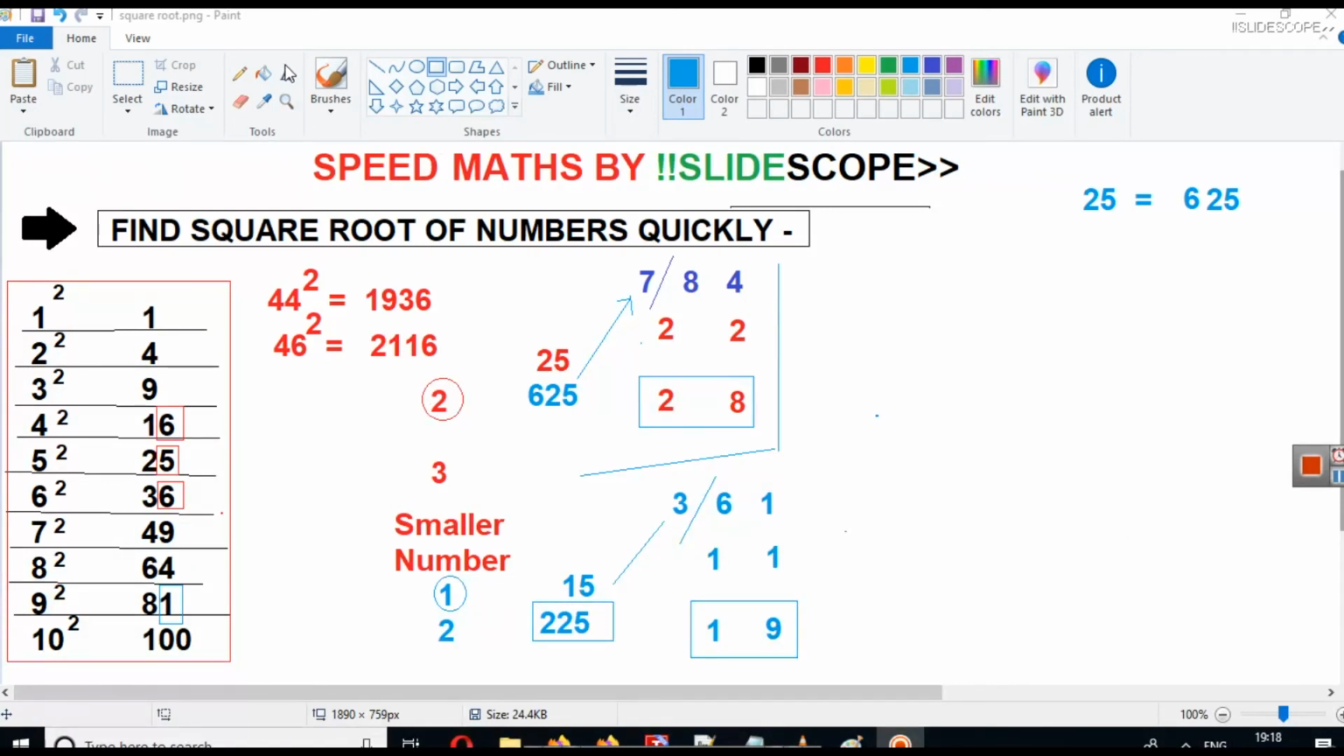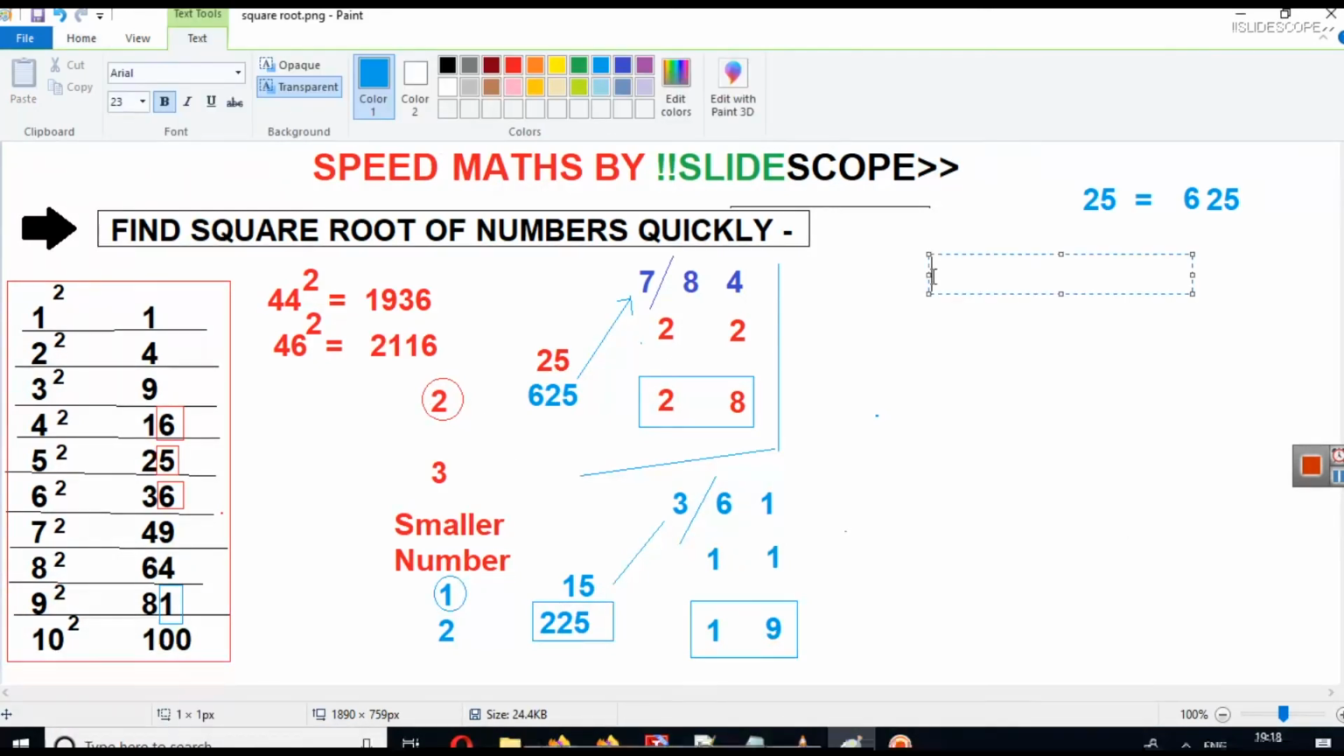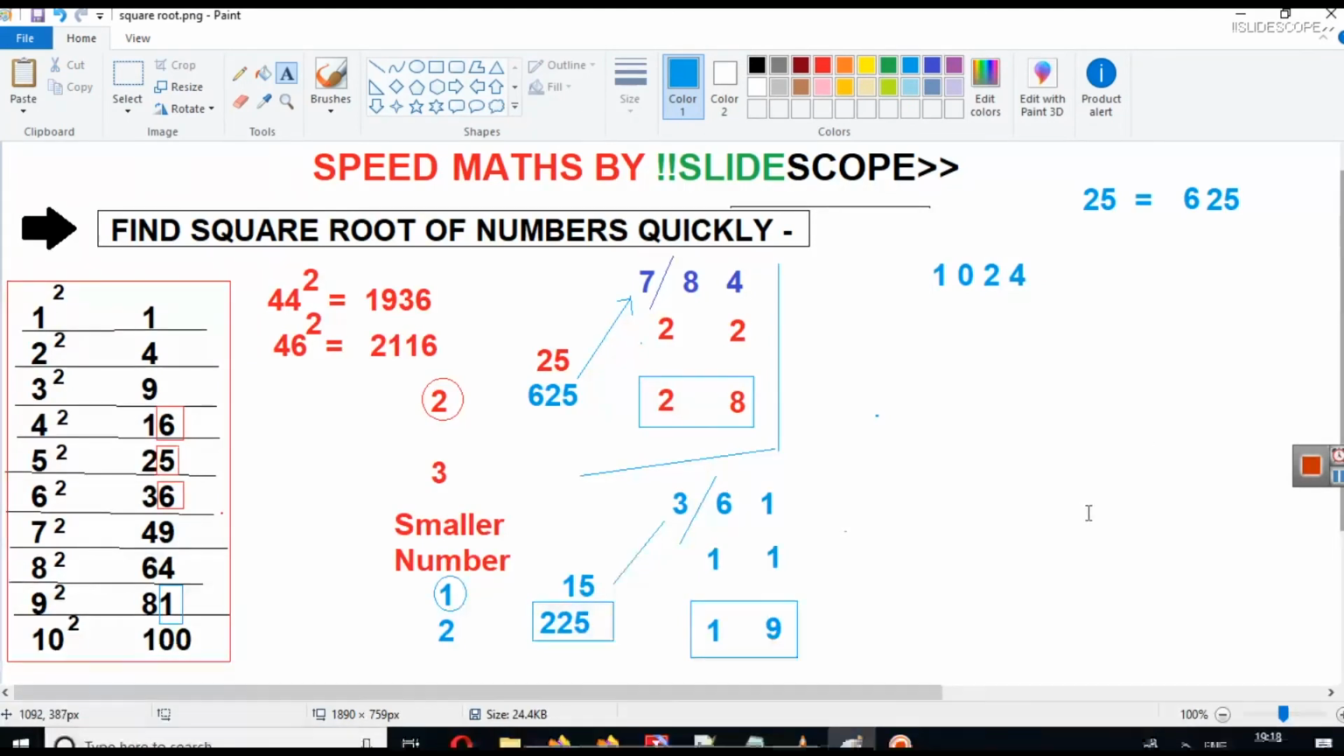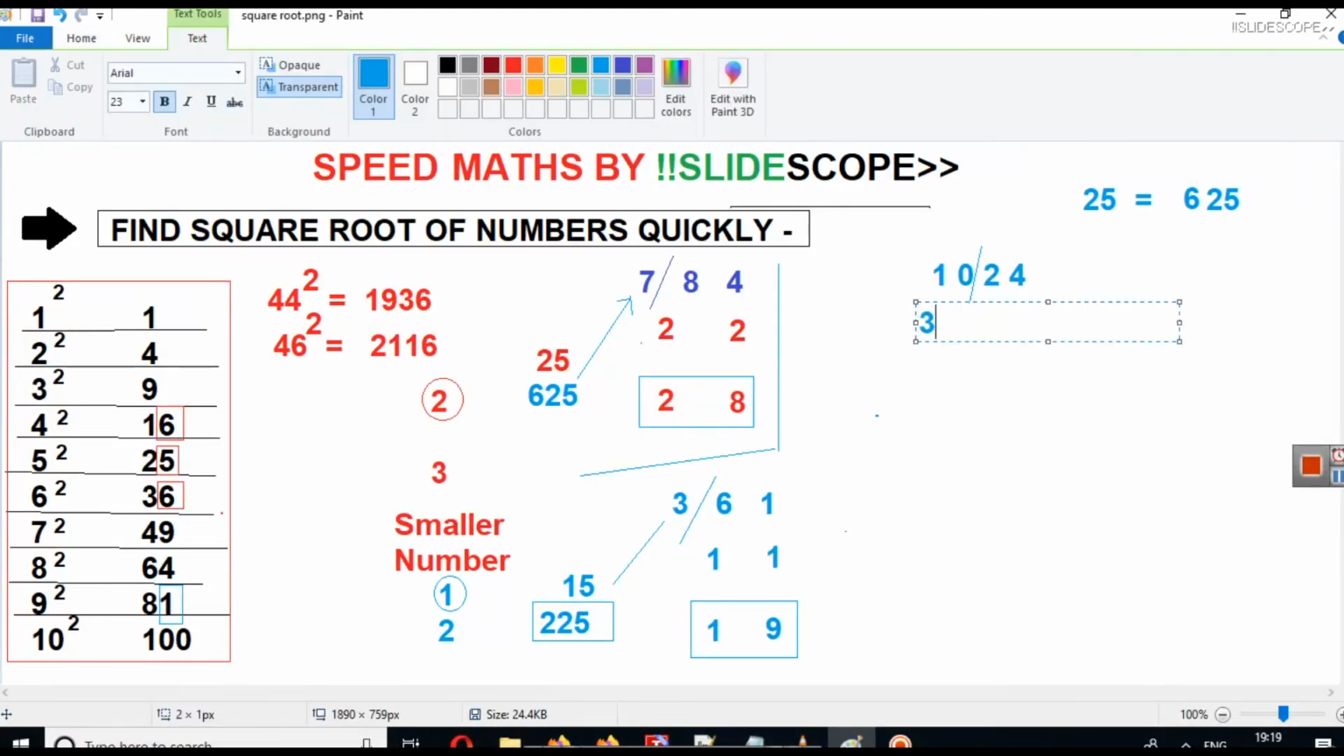Now let's take another example here. This example is 1024. Now in this case, again we have to break this number in two parts. So you have to consider the last two digits here also. Break it like this. Now see, we have 10. Where will we have 10? We will have 10 between 9 and 16, right? So we have to write 3 and 4 here.